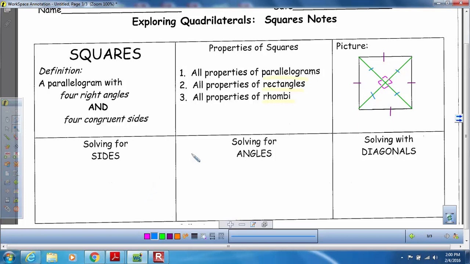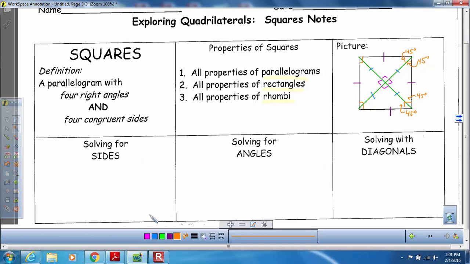And also we learned with rhombi that the corners are being bisected, so not only are these right angles because of the definition of a square, but if 90 degrees is being bisected, that means that this piece is 45 degrees and this piece is 45 degrees, and it works that same way all the way around. This angle is 45 degrees, this angle is 45 degrees. So squares are nice and easy.